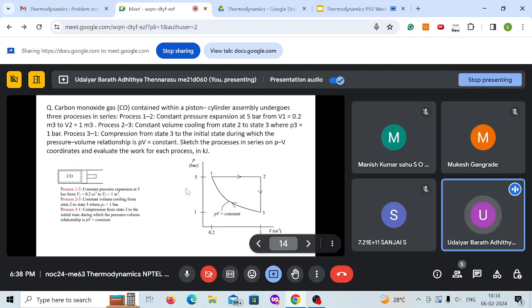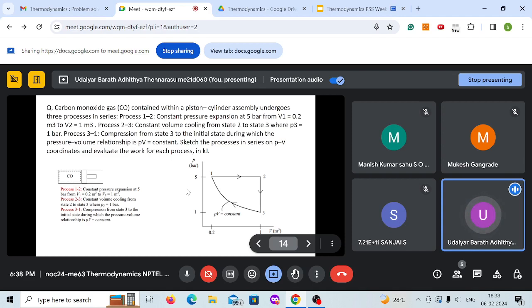we have a carbon monoxide gas which is contained within a piston cylinder assembly. It undergoes 3 processes in series. Process 1 2, which is a constant pressure expansion at 5 bar. So P1 P2 is 5 bar. They have given 0.2 to 1 meter cube. That's the expansion process which is happening.